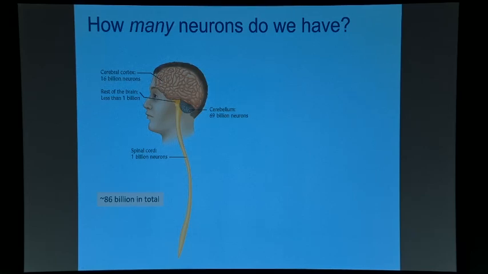The cerebral cortex, which we'll be talking about a lot during this course because of its importance to cognition, has something like 16 billion neurons, and this area of our brain occupies the largest volume of our brain.